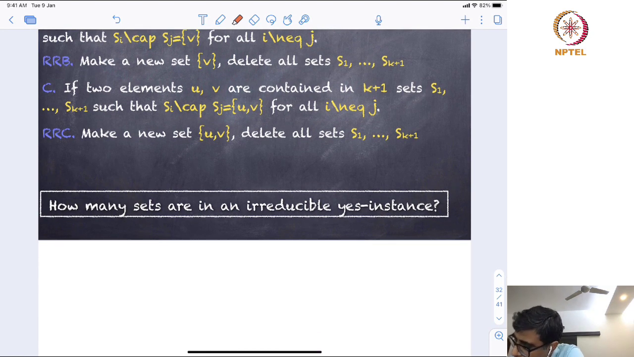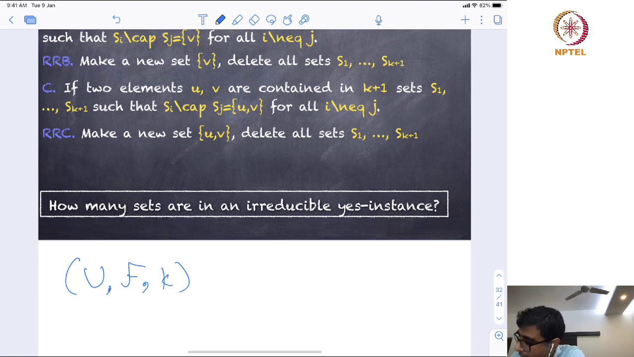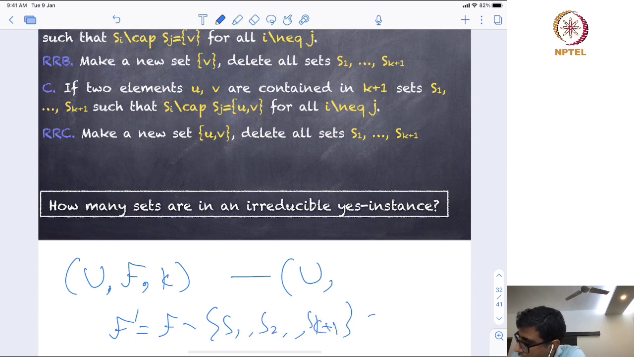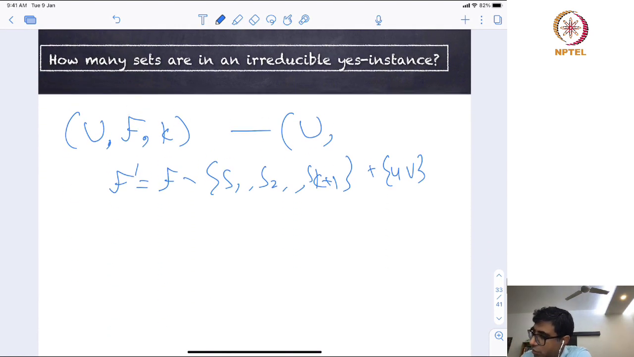And if two elements u, v are contained in k+1 sets such that this, then what did you do? So, look at this. You have U, family F, and k. What you did here: you have U, and F prime is F minus S1, S2, ..., Sk+1, but you added set {u}. Okay, plus {u, v}. And this is what we did. So, I return F prime comma k.